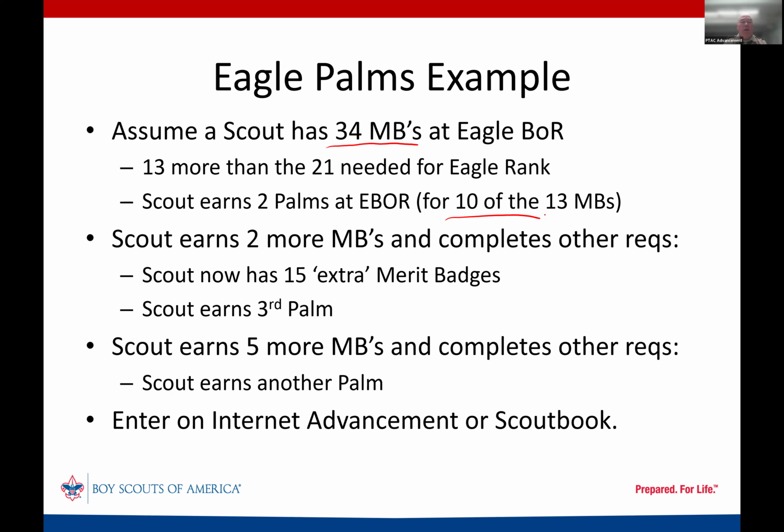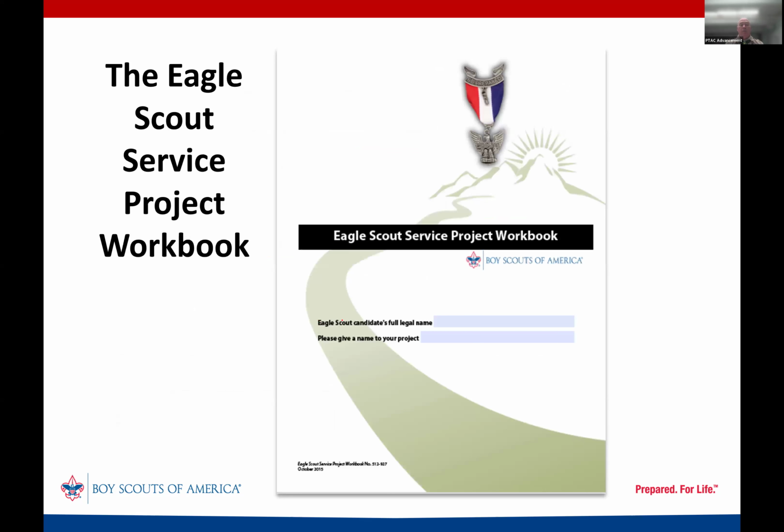If the scout goes and earns another 2 more merit badges, they will now be at 15, we'll say, additional merit badges, and that's going to be enough for that scout's 3rd palm. And then after that, for every 5 more merit badges the scout earns, they're going to earn another palm. And this information can be updated in Internet Advancement or in Scoutbook. All right, so there's kind of this idea about Eagle Palms.